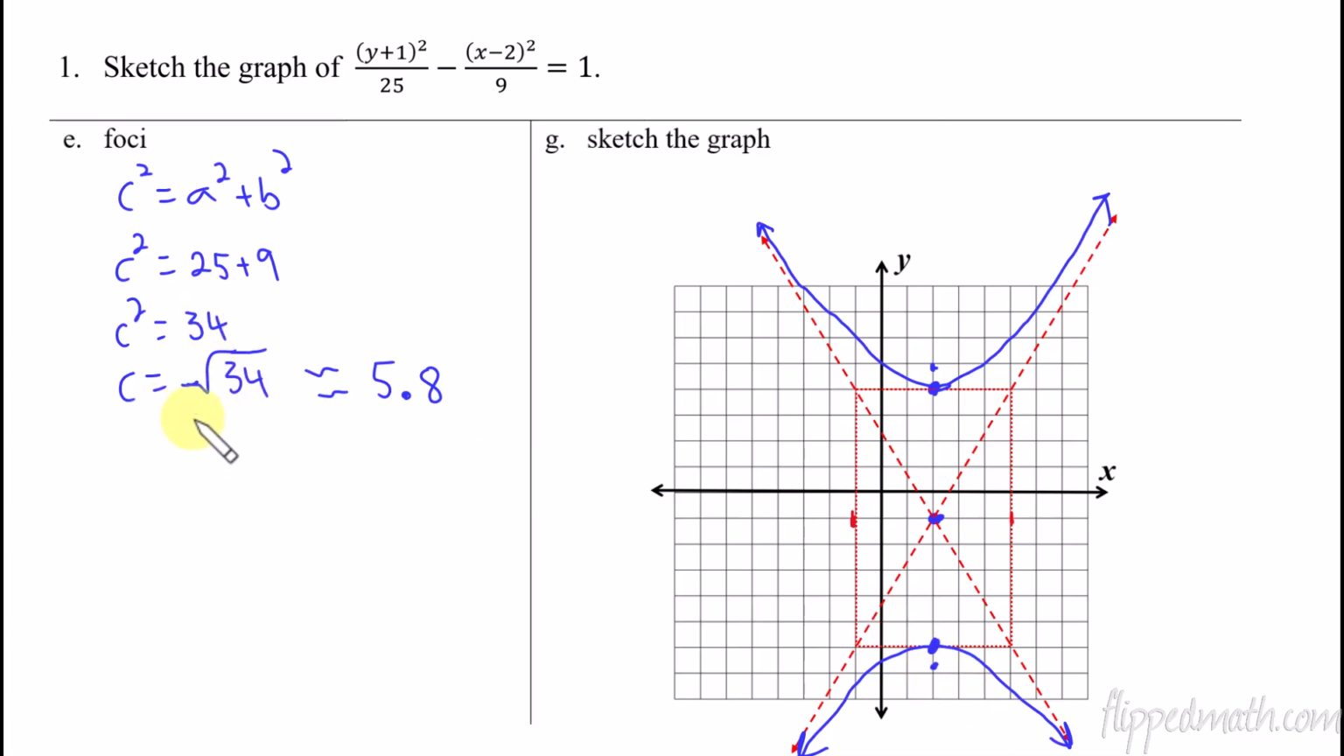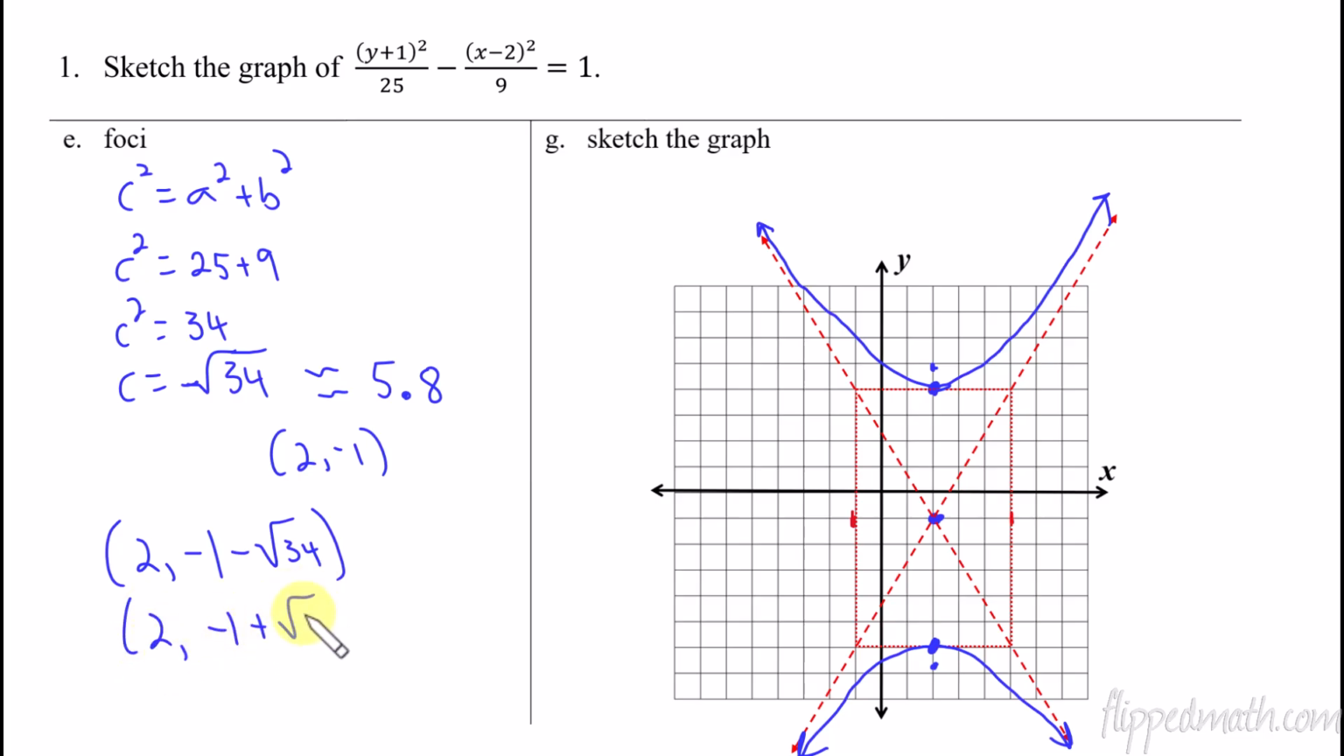So where are they? You would say, well, if my center was at 2 comma negative 1, then my foci are going to be at 2 comma negative 1 minus the square root of 34. And then the other point is at 2 comma negative 1 plus the square root of 34. And then that would give me the exact point. I could also do a decimal. I could get a calculator and plug that out, but I don't have to use the decimal if I just want to do the exact form there. So again, you can see here the foci, it just helps to be able to see where it would be, but it's not necessary to be able to sketch the whole graph of it.